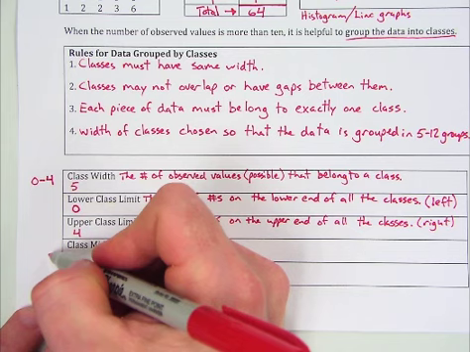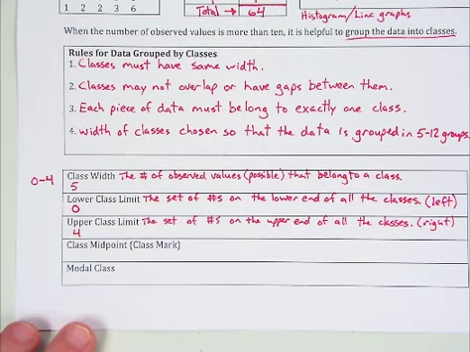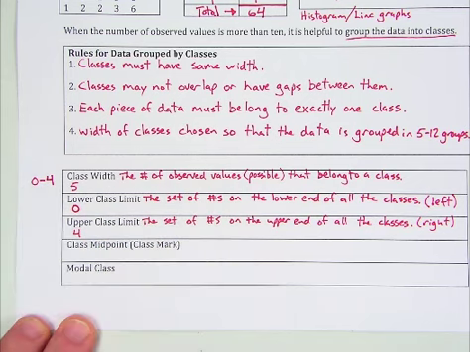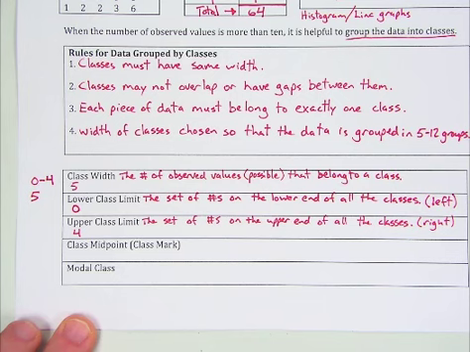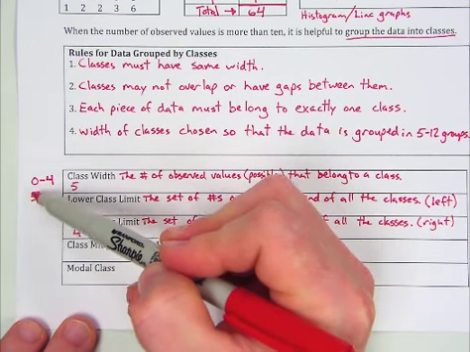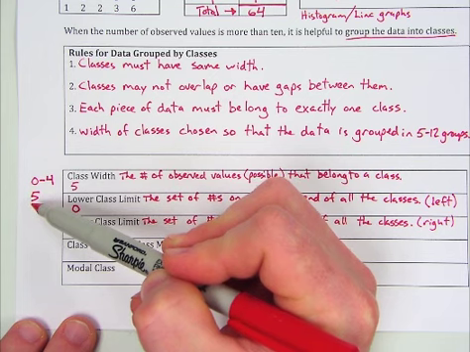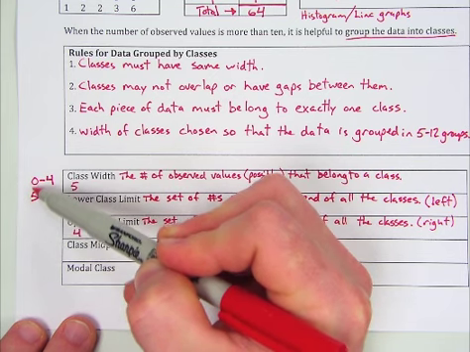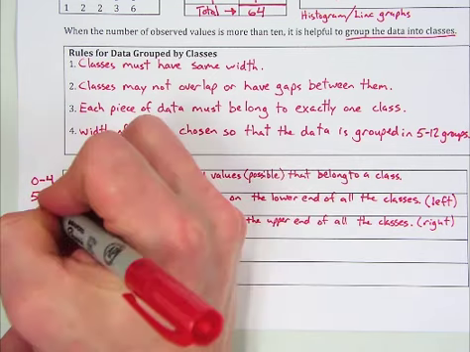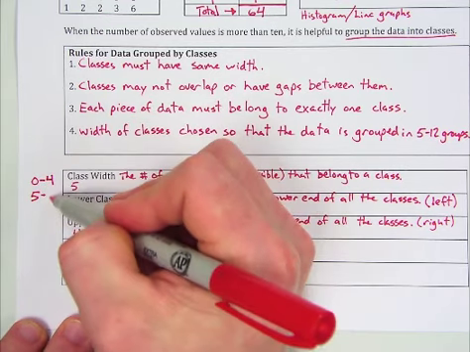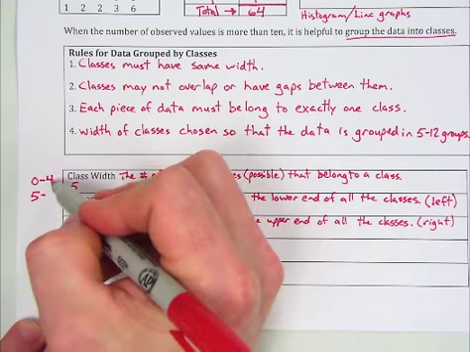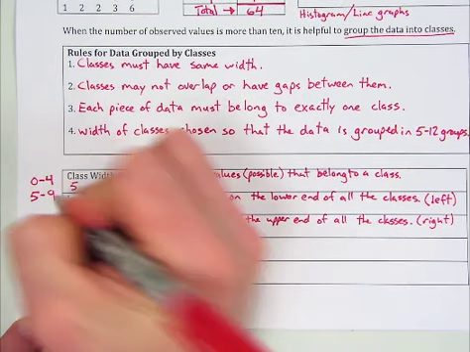Now as we create these classes, they all need to have the same width, and they can't have any gaps. So if we're dealing with 0 to 4, it looks like we're dealing with integers. So the next one is just going to start off with 5. Now you can see here the class width is also the difference between the lower limits. So 5 minus 0 gives us 5. The class width is also the difference between the upper class limits. So if we do 9 minus 4, that gives us 5.